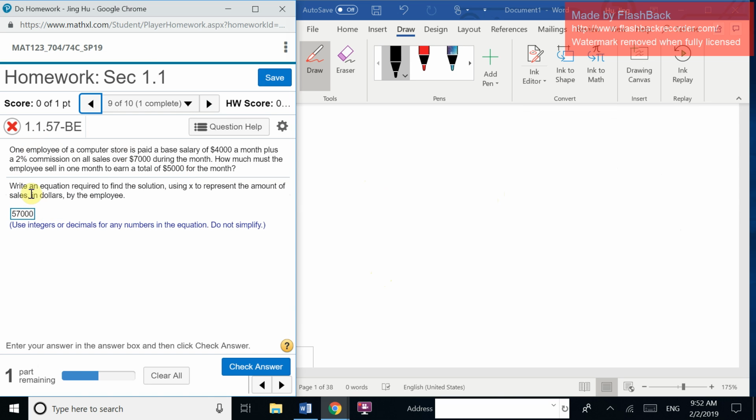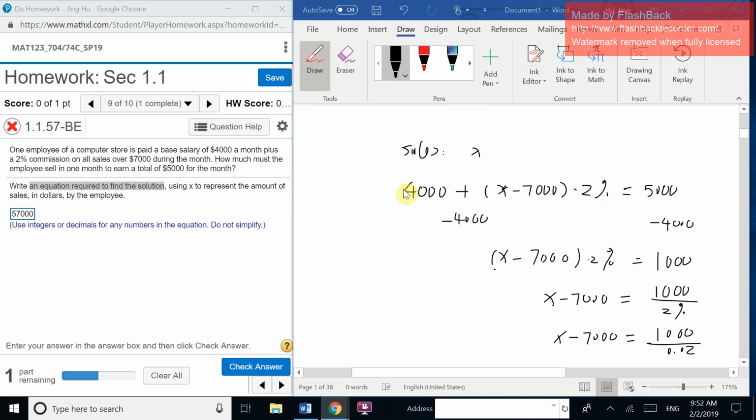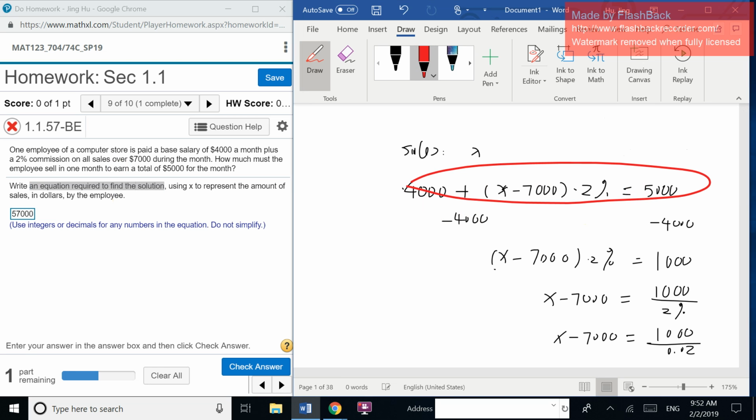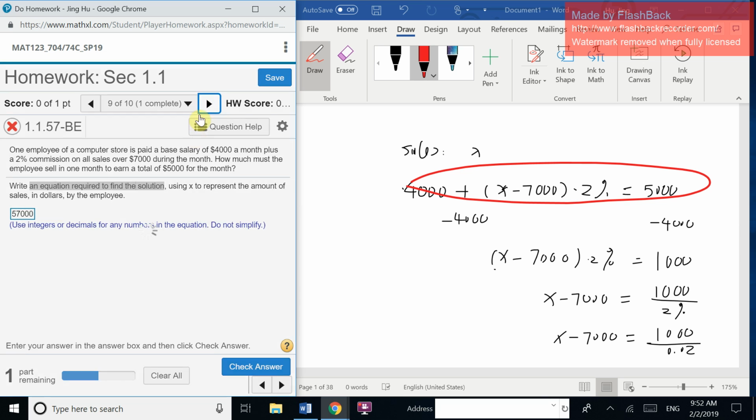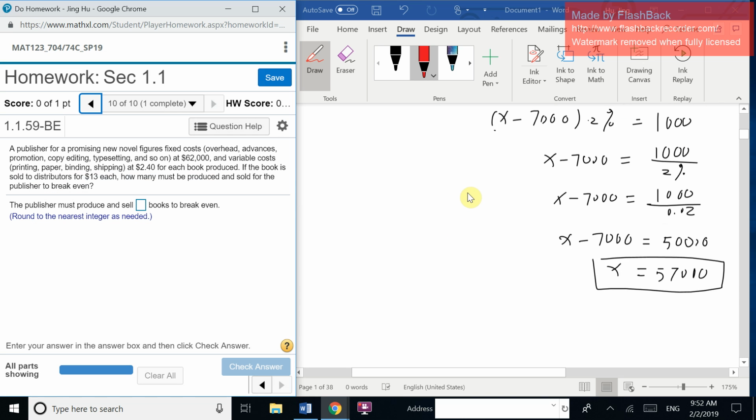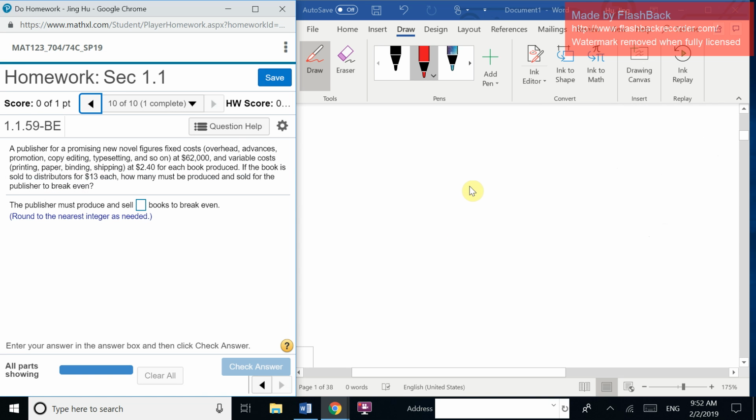Okay, you see the red mark means I did it wrong because you need to read the question carefully. I didn't read the question carefully. It's actually asking for the equation, not the final answer. So you actually need to write down 4,000 plus (x minus 7,000) times 2% equals 5,000. It's not the final answer.